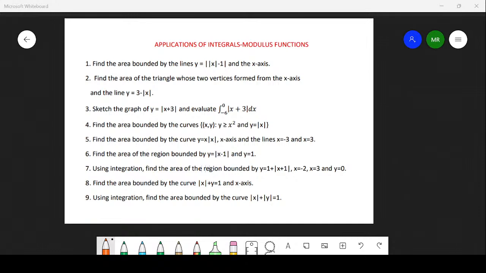So you have seen these are the 9 most important problems in application of integrals. Today's topic is this. Now see the problems, one by one I will discuss.